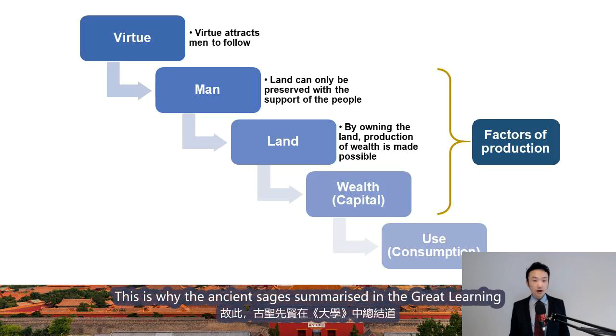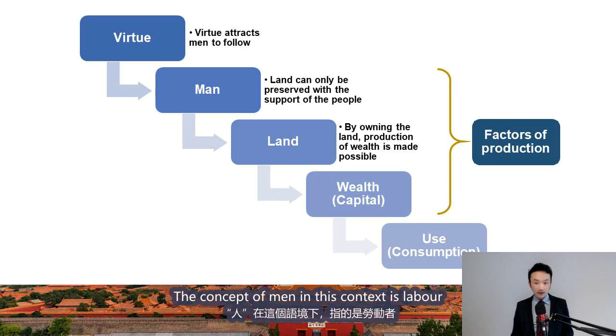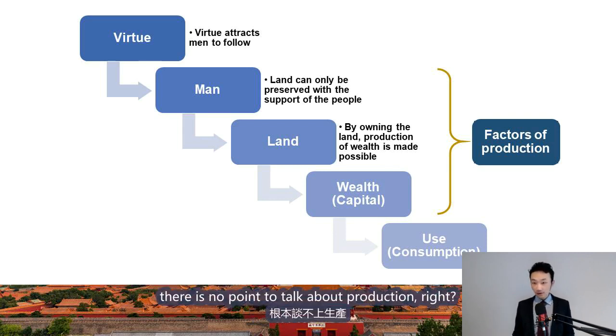So this is why the ancient sages summarized in the Great Learning, virtue comes first and man will follow. The concept of man in this context is labor. So only with the support of the people can a country secure its land. And as you can see, without the land, there is no point to talk about production, right?